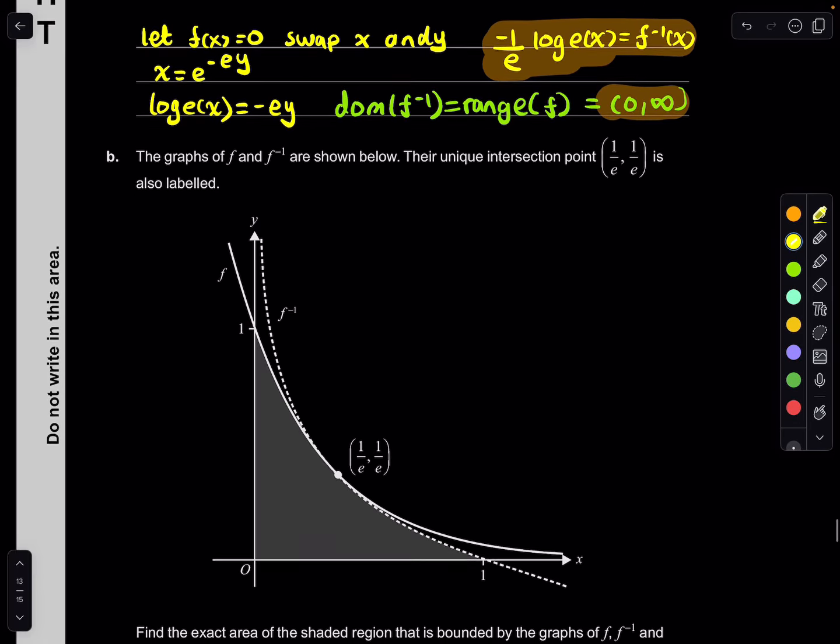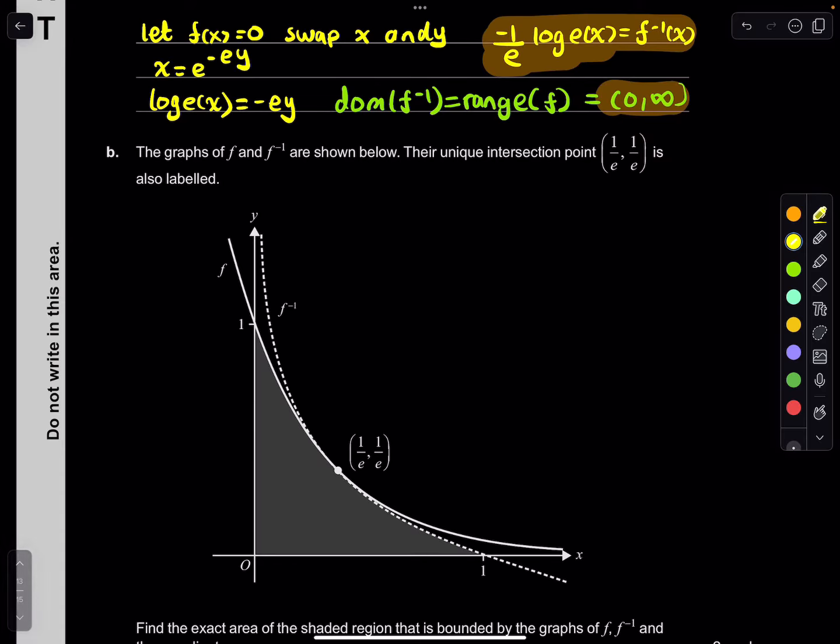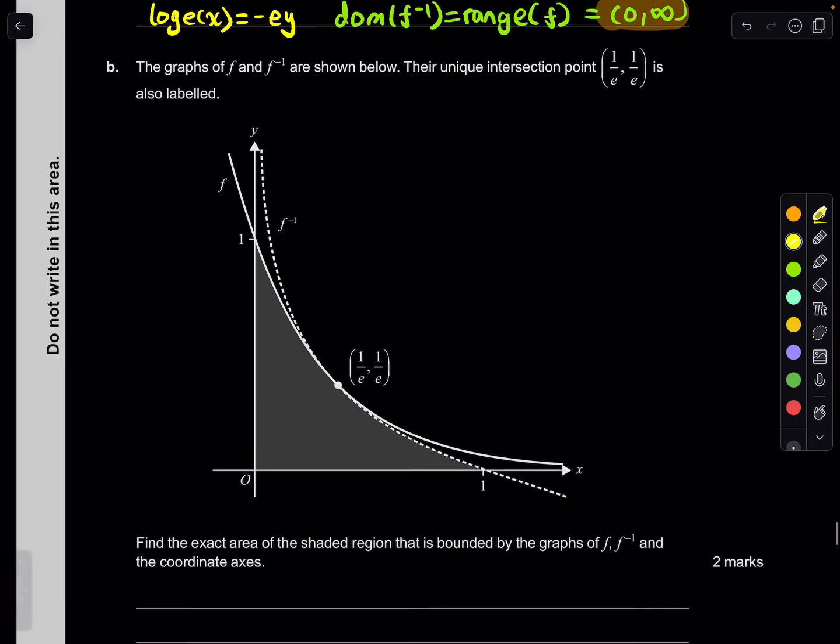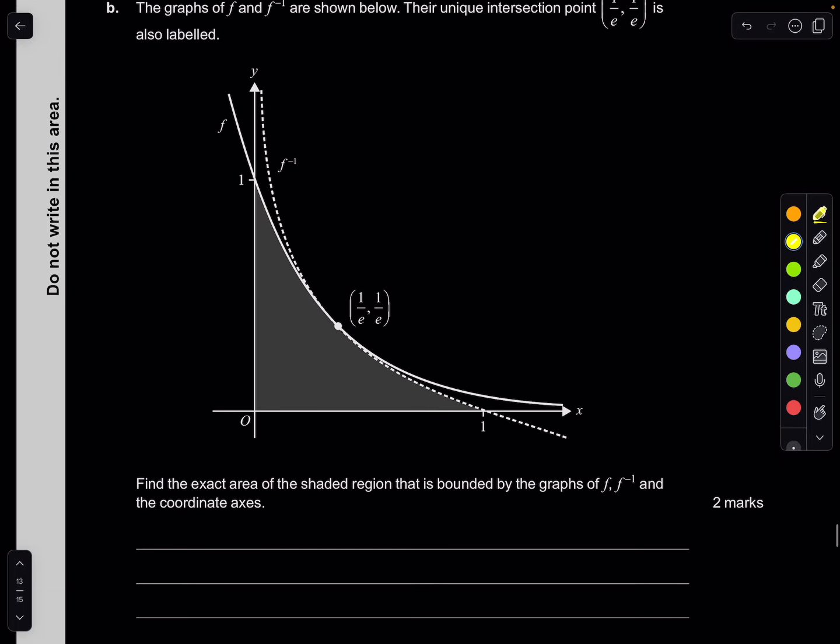Next question, B. The graphs of f and the inverse are shown below. Their unique intersection is 1 over e, so 1 over e is also labeled. Find the exact area of the shaded region that is bounded by the graphs of f, the inverse, and the coordinate axis. So they've actually shaded it for us. We need to find this. Well, we're going to break it down.